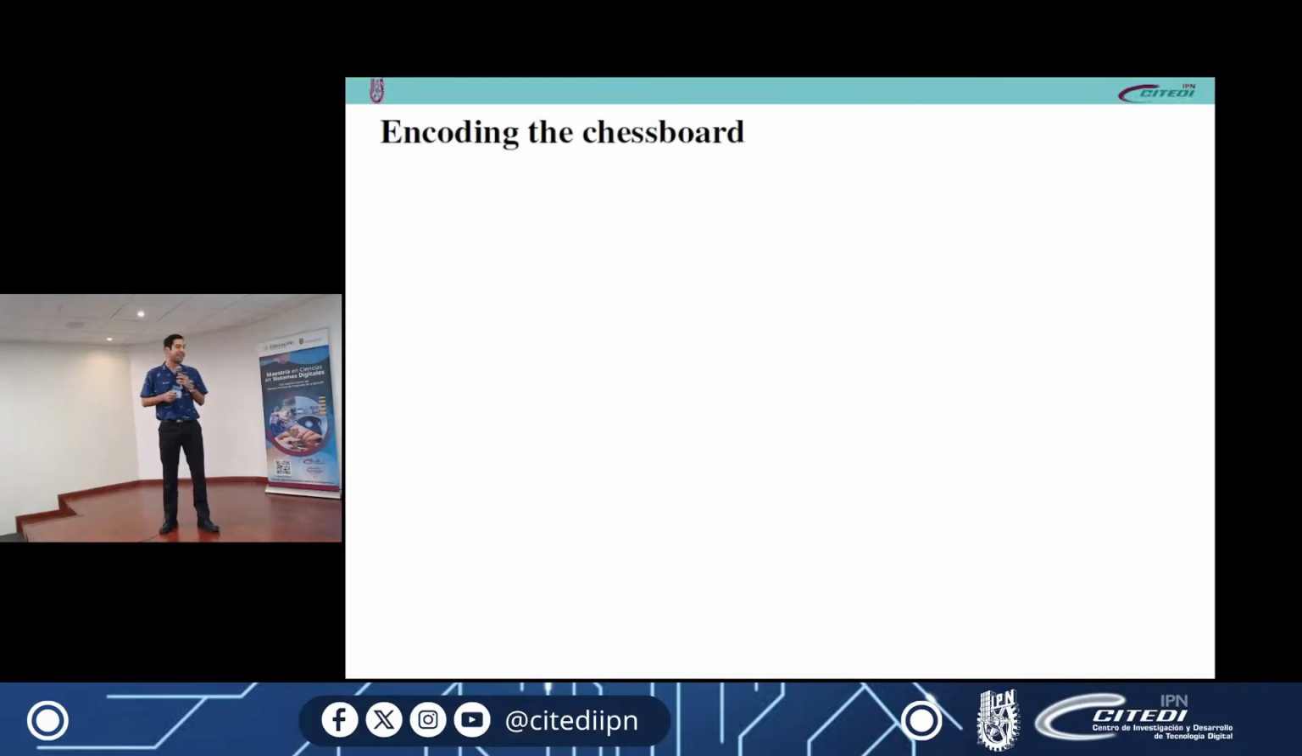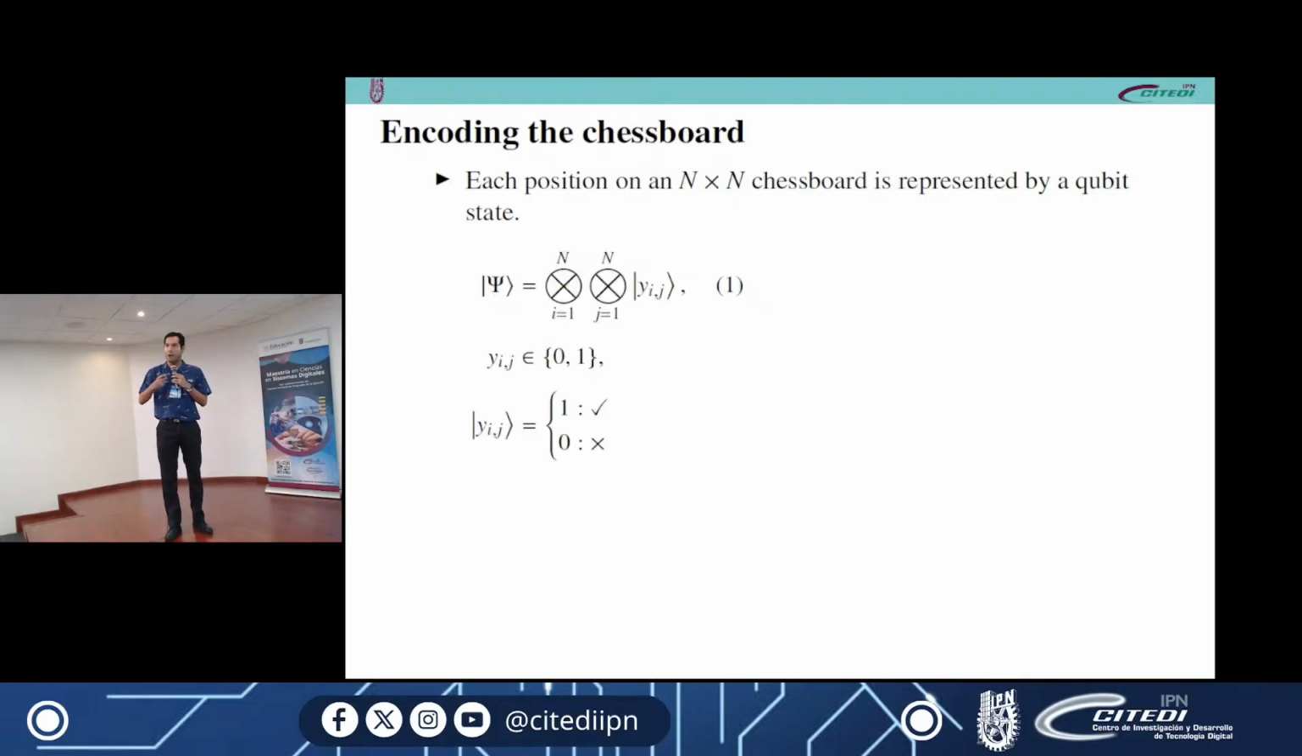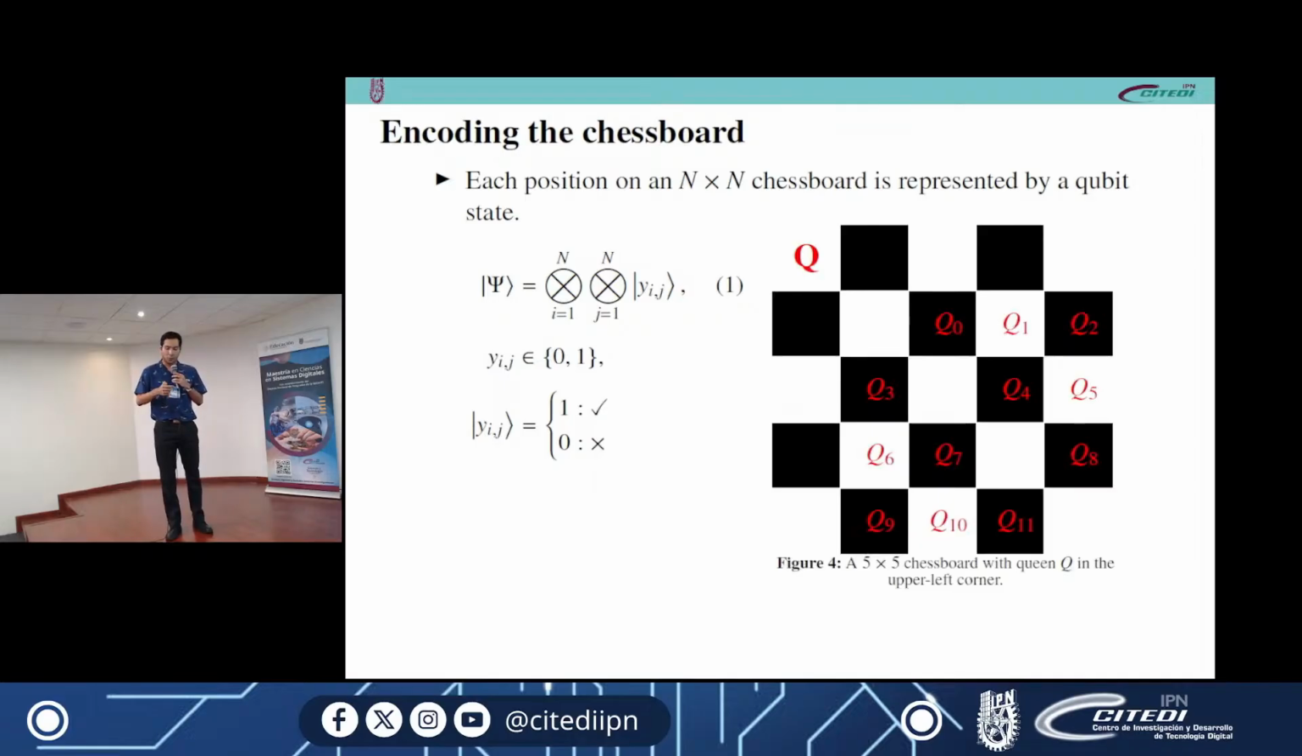So now, how did we formulate this problem? What we did here is encode the chessboard first. Because we have an N by N chessboard, in this case a 5 by 5 board, we have to consider how we're going to encode these positions using qubits. So we're representing the qubits on this two-dimensional space, considering the I and J coordinates. And like we mentioned before, we want to look for valid solutions, marking them as a 1, and otherwise we're marking them as 0.